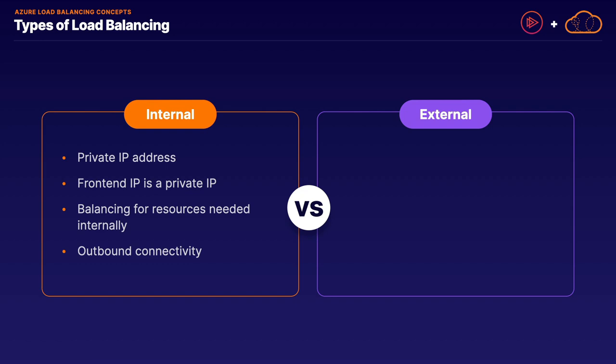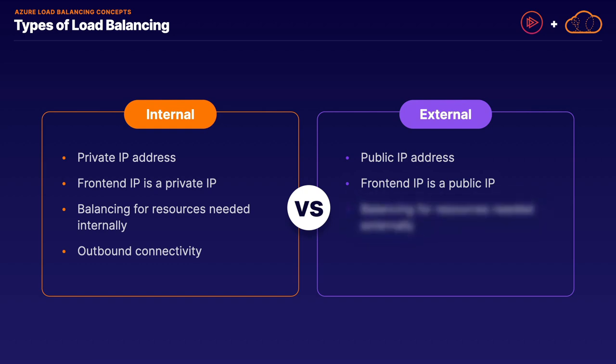When we use internal load balancers. With external, we have the opposite. We have a public IP address, and in the front end IP, we have a public IP. Again, there's still a private IP configuration to be able to NAT that traffic, but the main idea here is that we're balancing for resources that are needed externally. And we have outbound connectivity to the internet as well. So we have the ability to connect inbound and outbound from external places like the internet and not just in the private IP traffic of our virtual network.